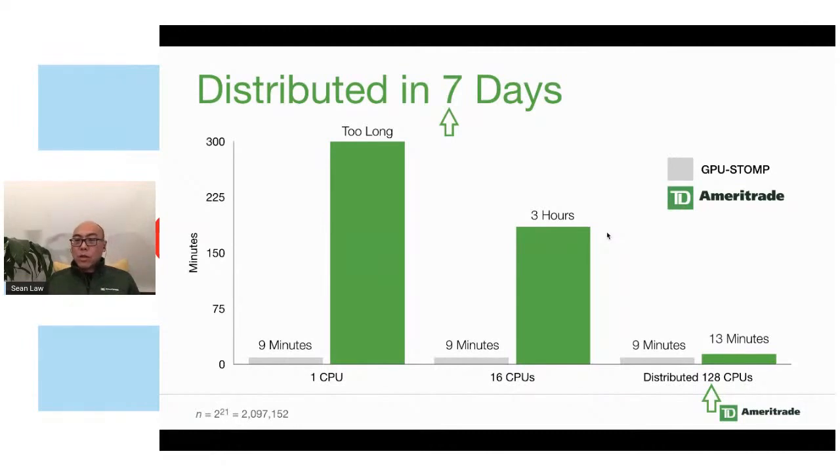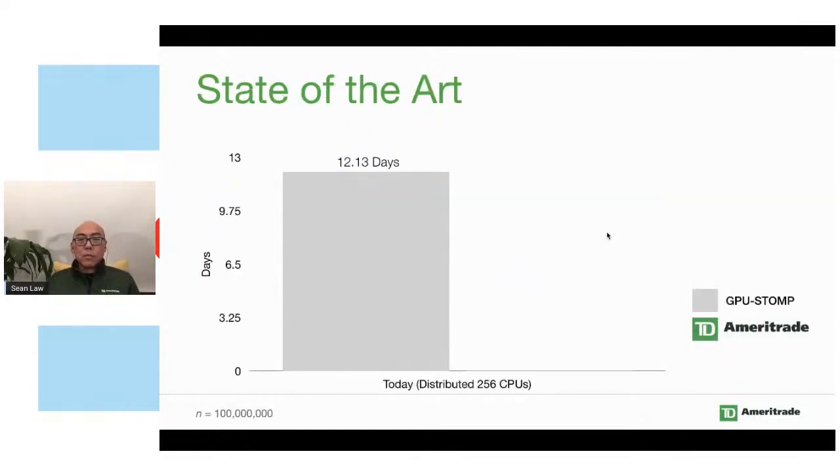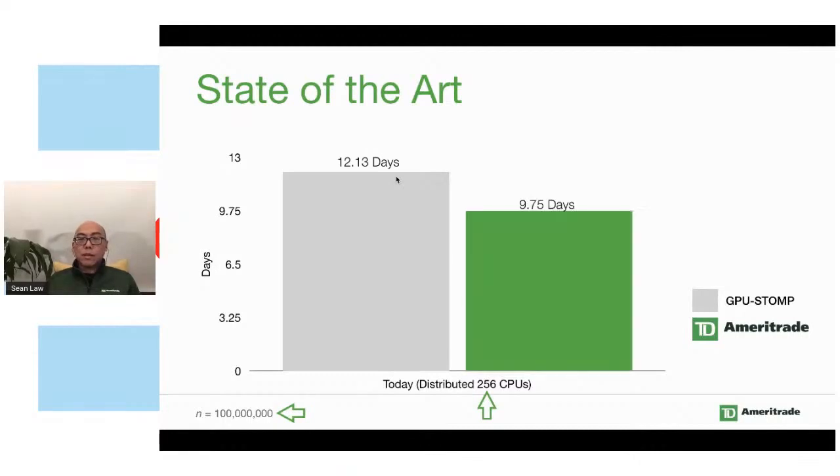And so now that we know that we can distribute it, now we understand it's scalable, we went back to the original publication that looked at a time series that was 100 million data points long. And if you recall, this GPU STOMP was able to compute this in just 12 days. And now using our implementation with 256 CPUs, we were actually able to compute this matrix profile in just under 10 days.